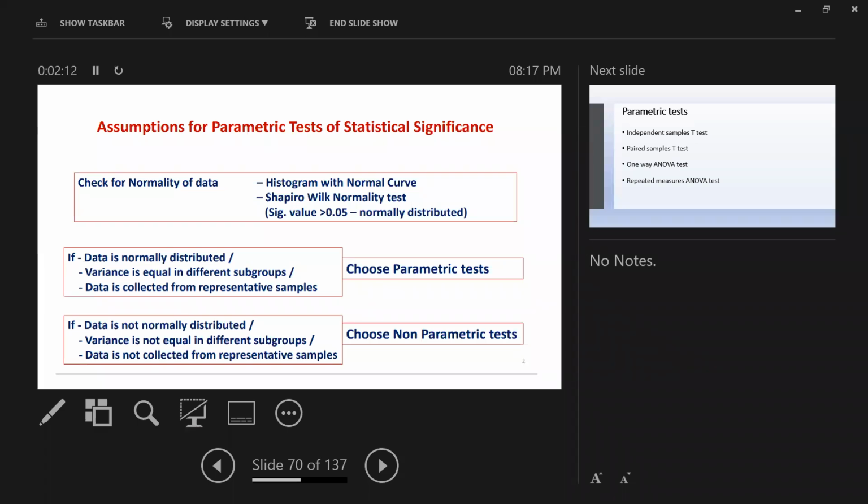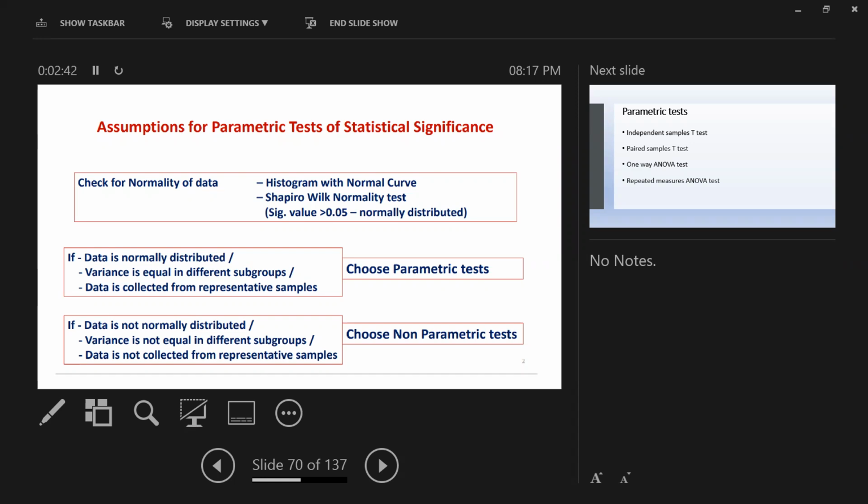to choose a non-parametric test. That indicates the data is collected from a representative sample for a parametric test. And for a non-parametric test, if the normality is violated and homogeneity of variance is not assumed, that indicates the data is not collected from a representative sample. So sampling is not proper. So this is the basic thing to choose a parametric or non-parametric test.